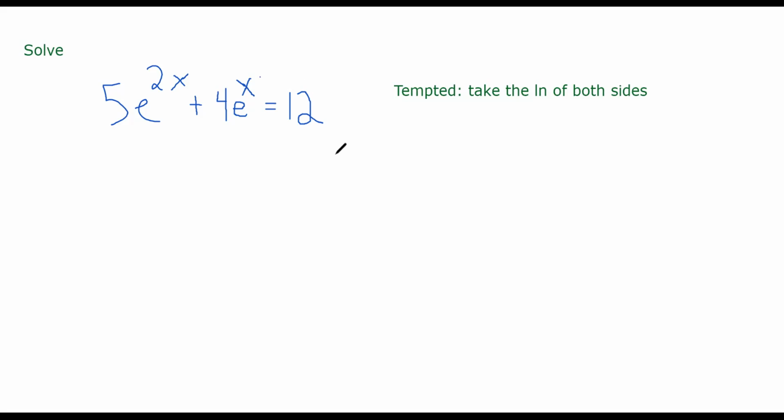So, we're tempted to take the natural log of both sides. The problem is if we took the natural log of the left-hand side, that's actually not going to help us because there's addition going on inside the logarithm. We don't have any special rules for that. We have no special magical rules that allow us to deal with the addition on the inside. So bottom line is, it won't help us here.